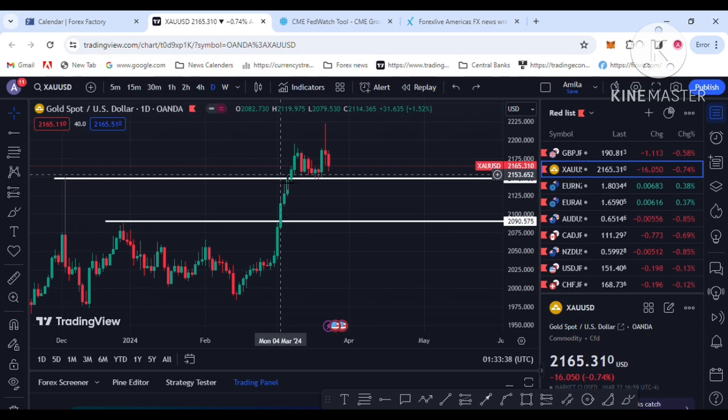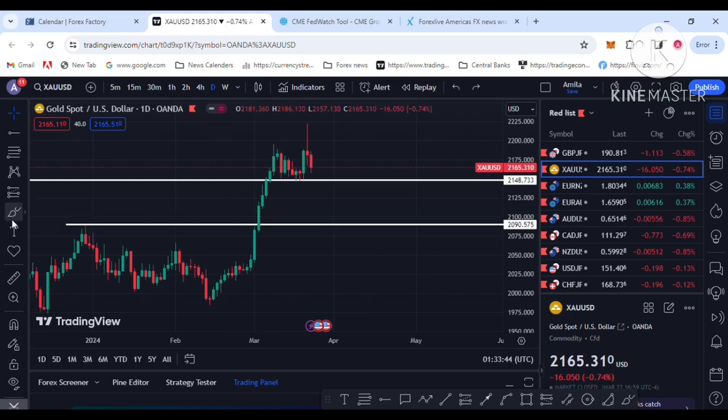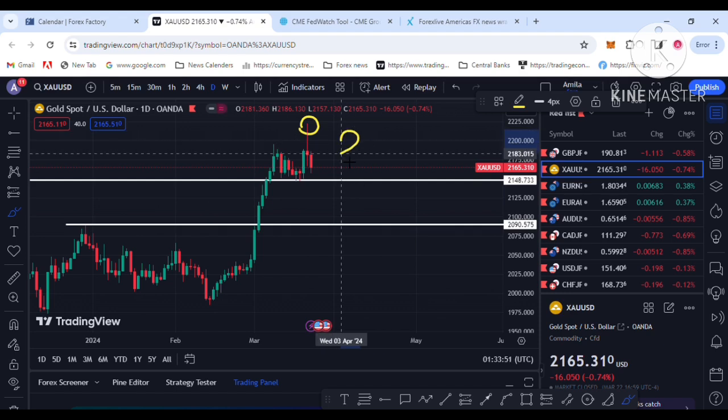So let's get to next week. What is going on with gold trading? I am on the daily chart. You can see last week's movement with the FOMC meeting. The gold price made an all-time high.